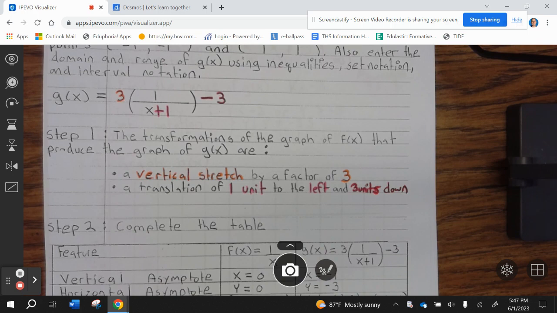Step 1, the transformations of the graph of f of x that produce the graph of g of x are a vertical stretch by a factor of 3, a translation of 1 unit to the left, and 3 units down.